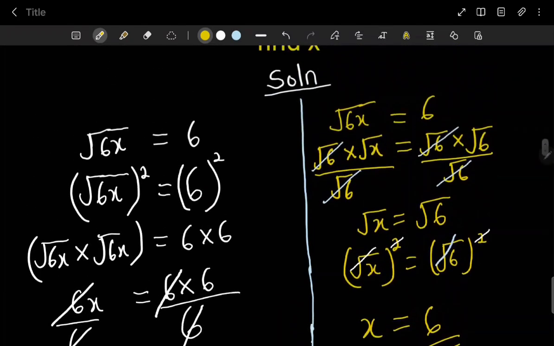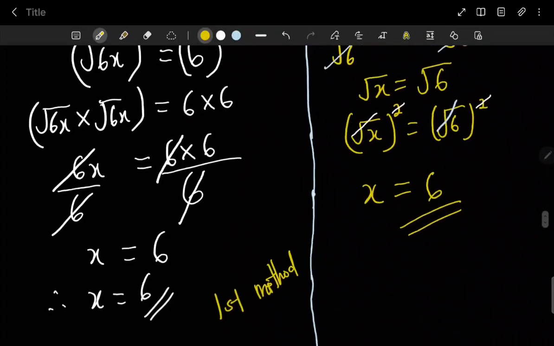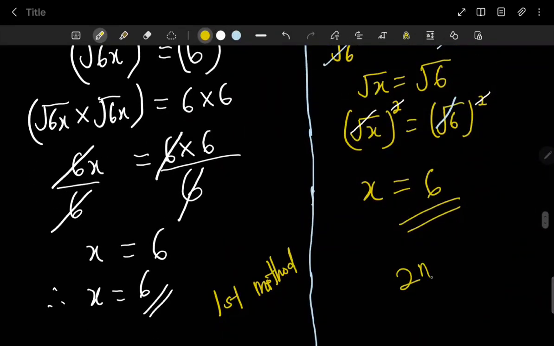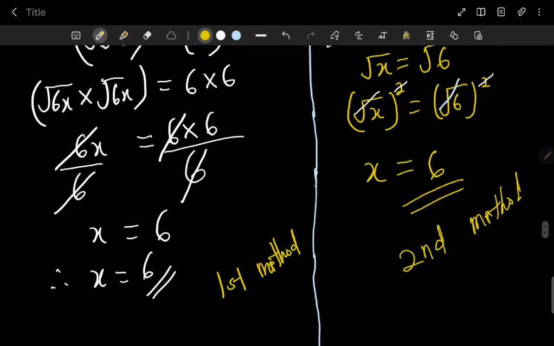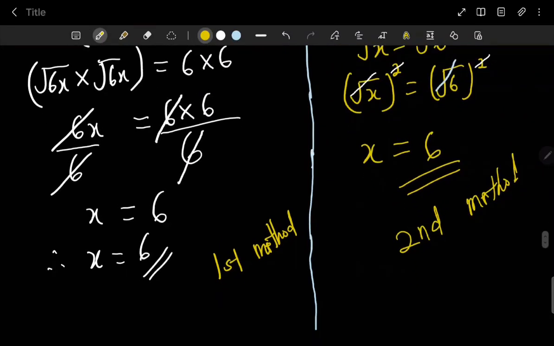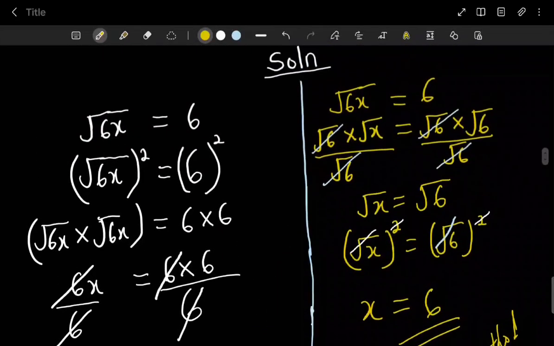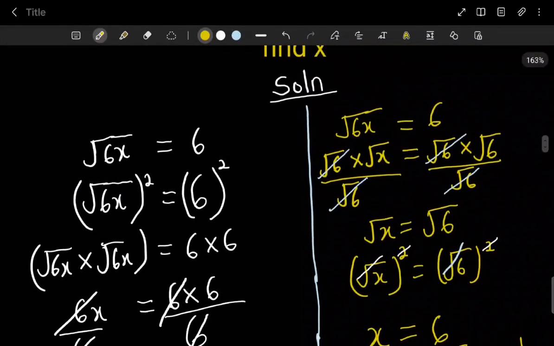So you can see that this method, this second method, is kind of different from the first method, right? So these are the two methods you can use to solve this question.